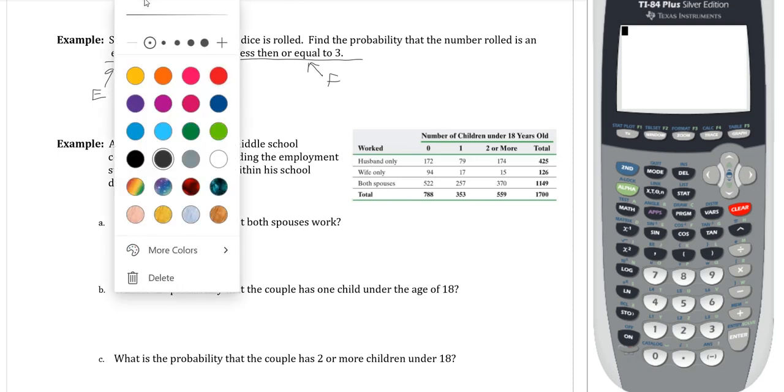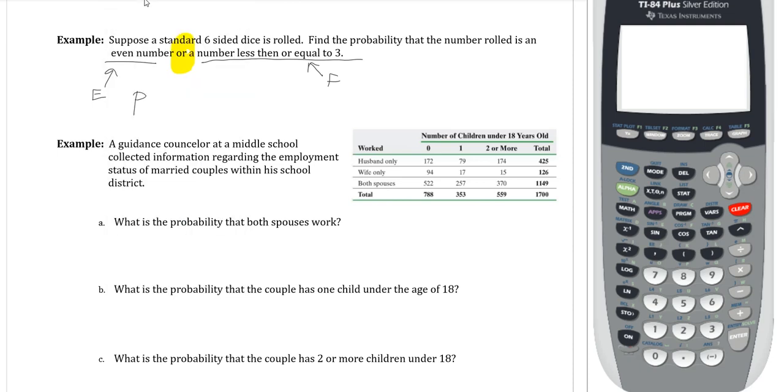Since we have or, that means we're doing the probability of E or F. So we have our formula yet again. The probability of E plus the probability of F minus the probability of E and F.